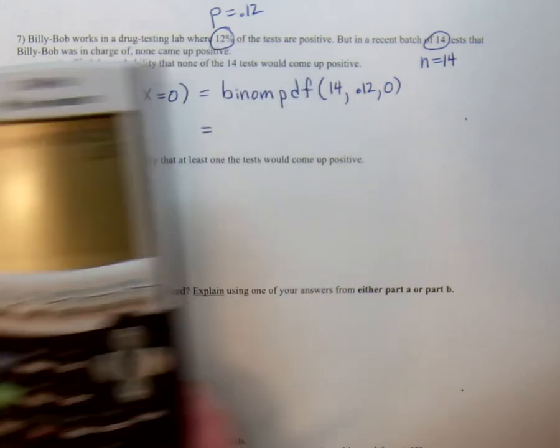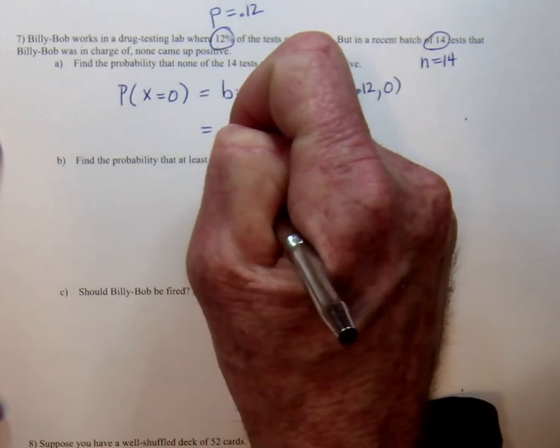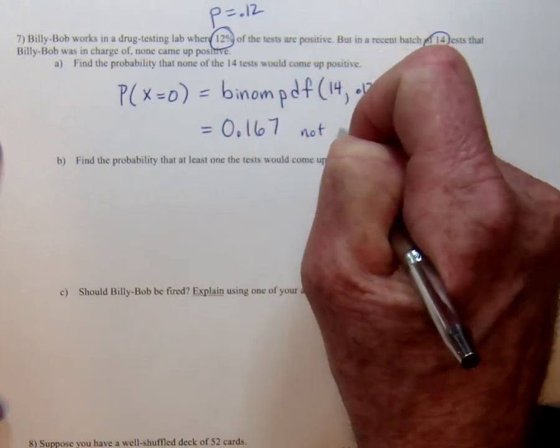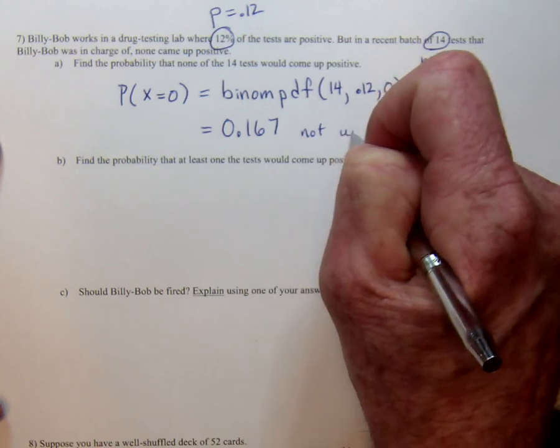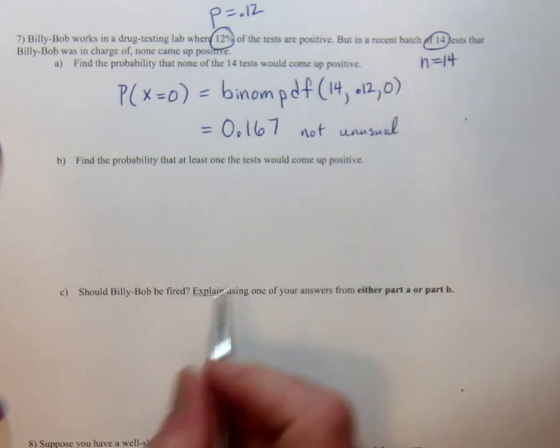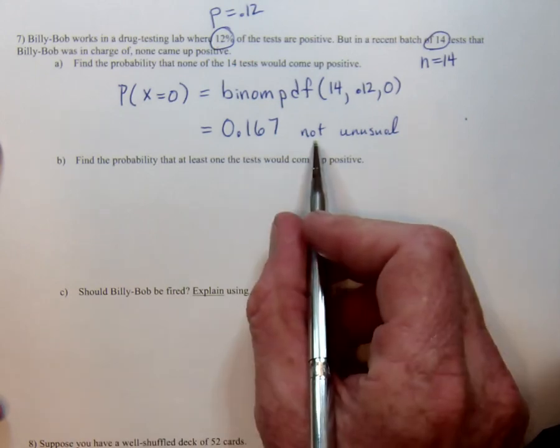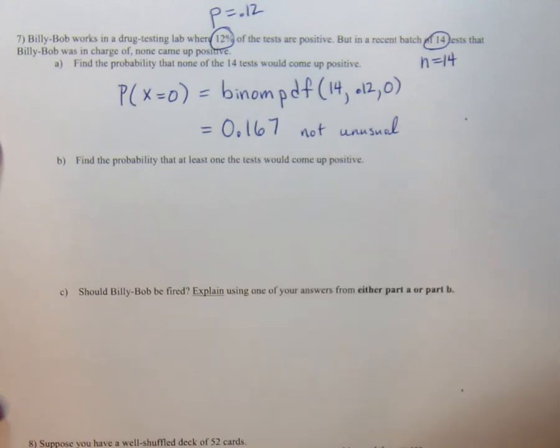So it's a 0.167. And one thing that comes to mind to me is that that is not below 5%, so that is not unusual. Because later on, somebody's probably going to ask me to do some explaining, and I can start my explanation with that. What happened is not unusual.